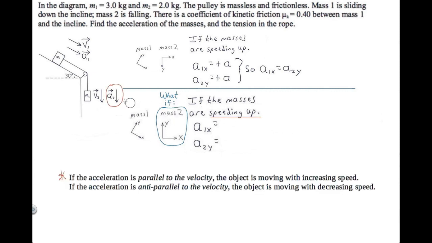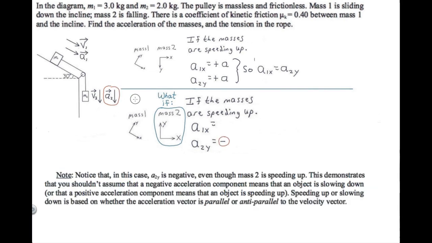In that case, a sub 2 would still point down, but now down would represent the negative y direction for mass 2. So with these axes, a sub 2y would be negative. In this example, we haven't changed anything for mass 1, so a1x will still be positive.